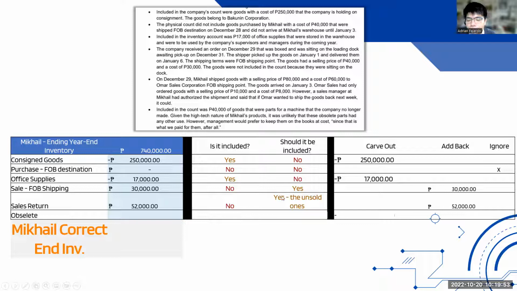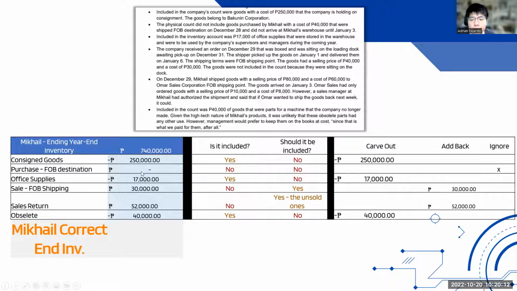And then finally, obsolete items. Was it included? They included it. But it should not have been included. So again, take note, this is a new item. So item 4 and item 6 should give you new understanding na kapag obsolete, it should not be included and therefore we carve out 40,000.